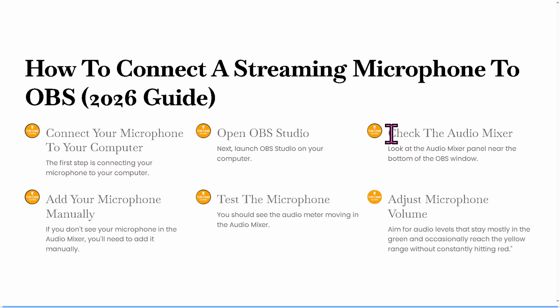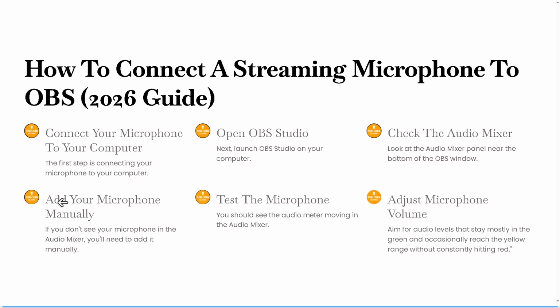And then after that, check the audio mixer. Look at the audio mixer panel near the bottom of the OBS window. If your microphone is already detected, you may see a mic or an aux channel moving when you speak. Now try talking into the microphone and watch for activity on the audio meter.